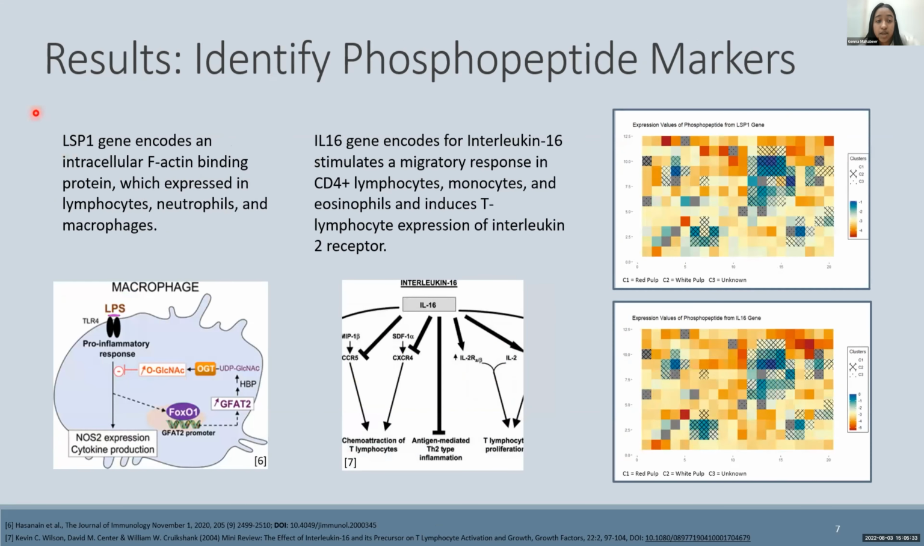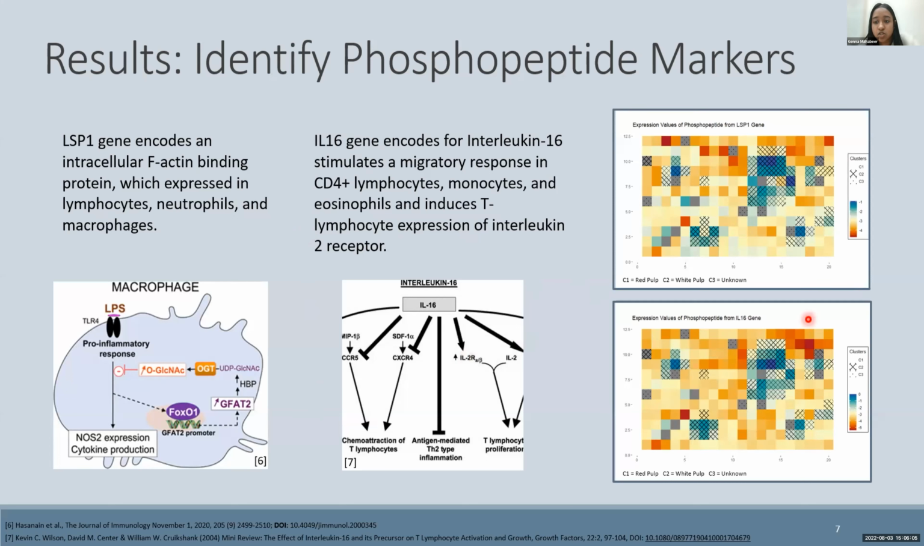And next, we looked at identifying different phosphopeptide markers using the phosphoproteome data. So LSP1 is a gene that encodes for an intracellular F-actin binding protein, and this is expressed in lymphocytes, neutrophils, and macrophages. And then we looked at IL-16, which encodes for interleukin-16 and is found in lymphocytes, monocytes, and many other immune cells, and is known to induce T-cell lymphocyte expression.